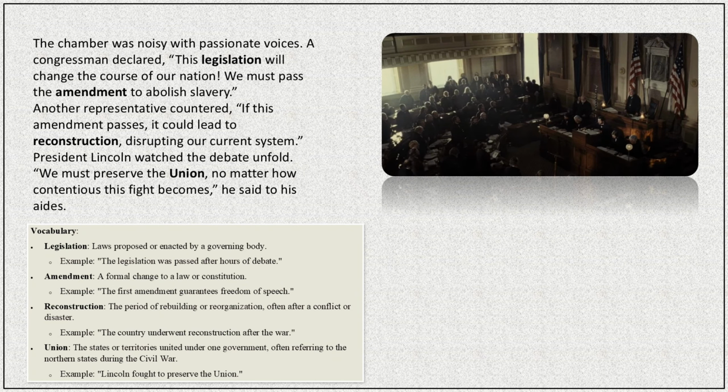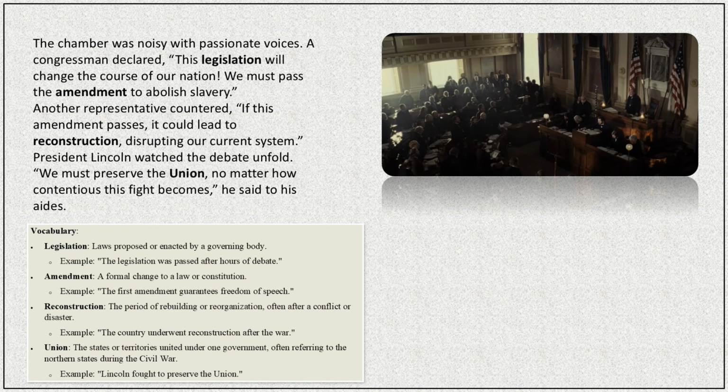The chamber was noisy with passionate voices. A congressman declared, "This legislation will change the course of our nation. We must pass the amendment to abolish slavery." Another representative countered, "If this amendment passes, it could lead to Reconstruction, disrupting our current system." President Lincoln watched the debate unfold. "We must preserve the Union, no matter how contentious this fight becomes," he said to his aides.